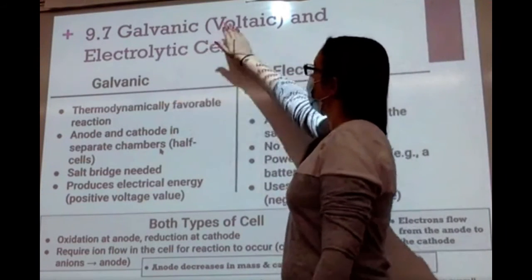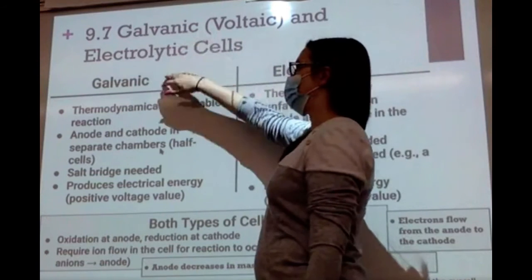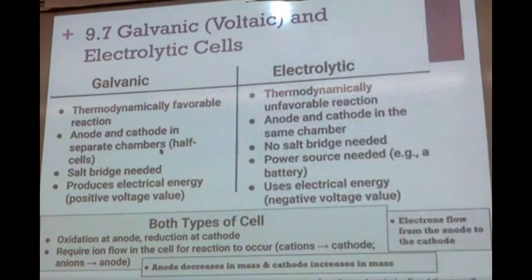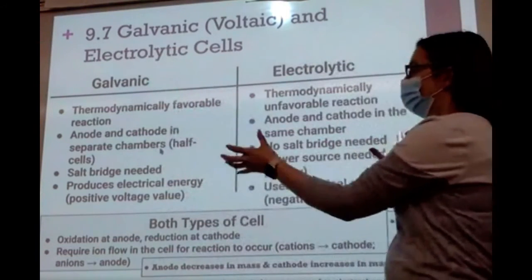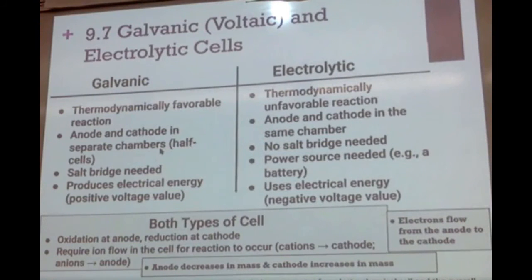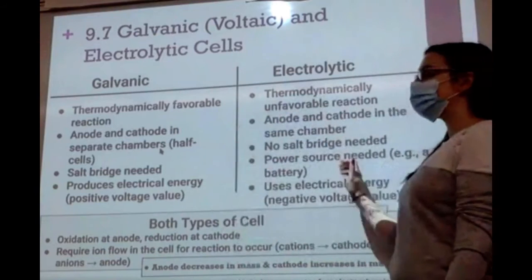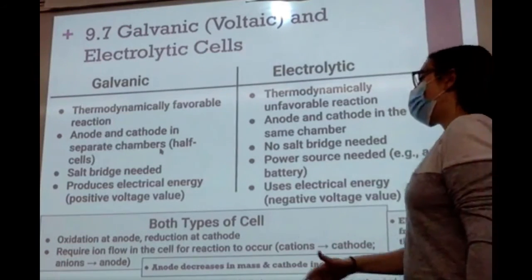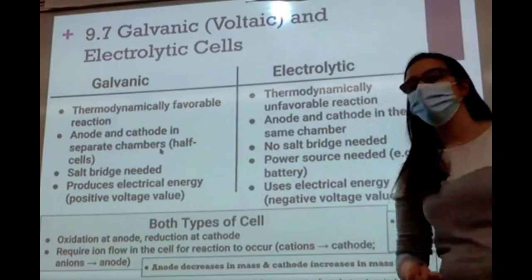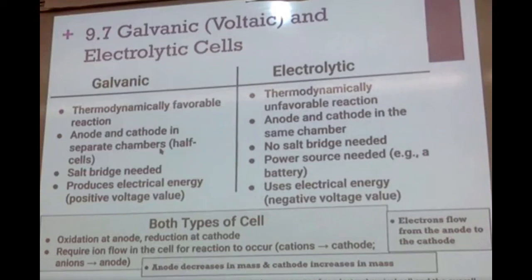A galvanic or voltaic cell, these terms are used interchangeably. A galvanic cell is thermodynamically favored. It happens on its own. You have the anode and the cathode in two separate compartments, in half cells. You need a salt bridge. The purpose of a salt bridge is to keep both of the half cells electrically neutral. If you don't have that salt bridge, current's not going to flow. And then it produces energy. You have a positive cell potential, so it produces a voltage.